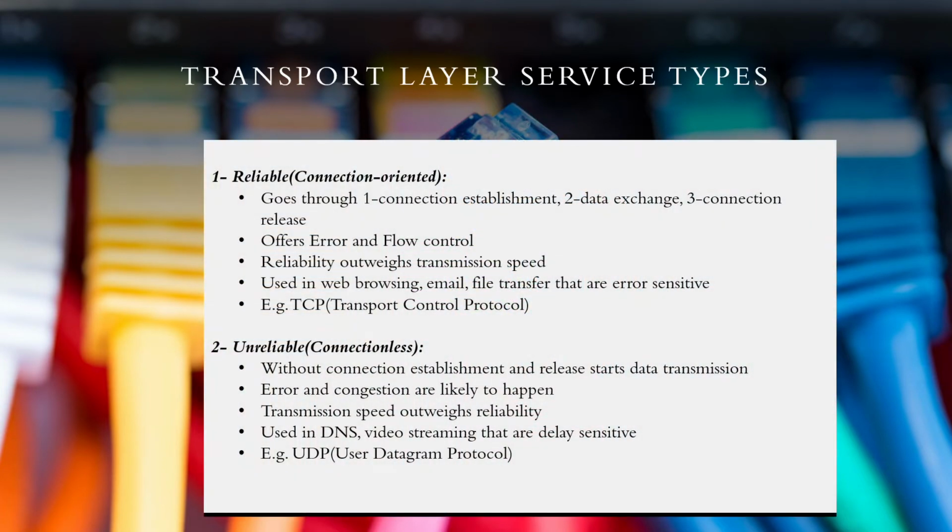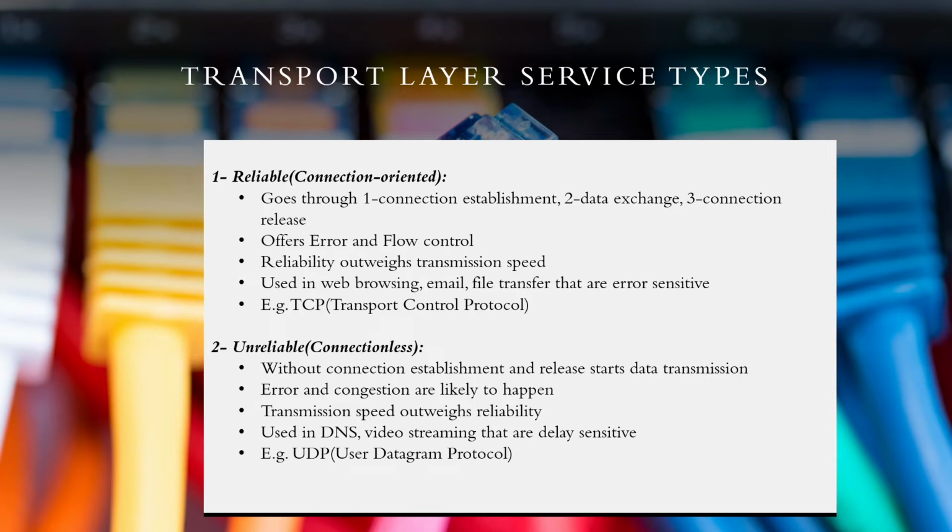The transport layer offers two types of services: reliable or connection-oriented, and unreliable or connectionless. Its important protocols are TCP, which provides reliable service, and UDP, which offers unreliable service. For reliable services, the transport protocols such as TCP has to go through three steps. First, connection establishment. Second, data communication. And third, connection release. In reliable services, reliability outweighs data transmission speed.